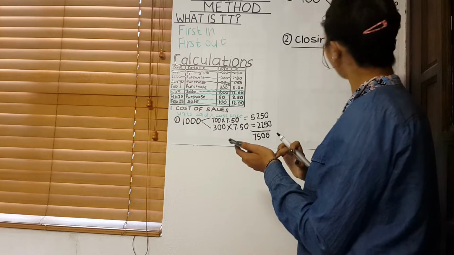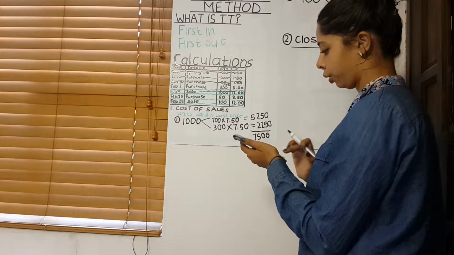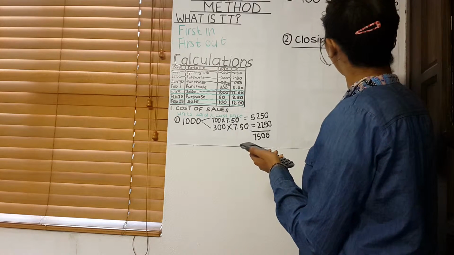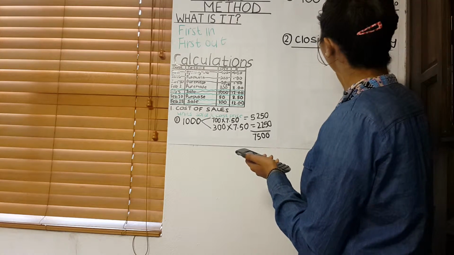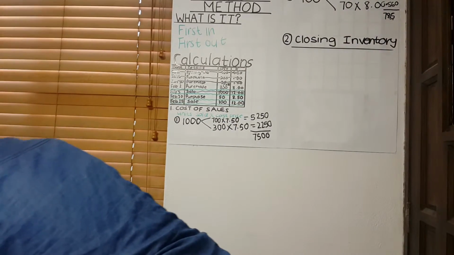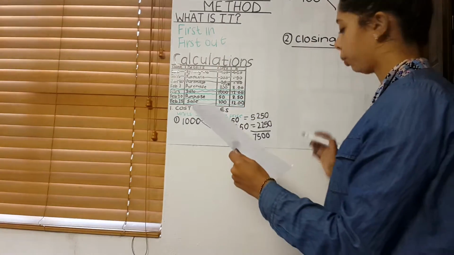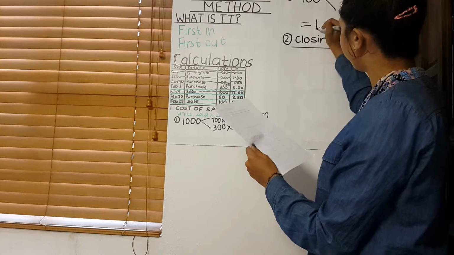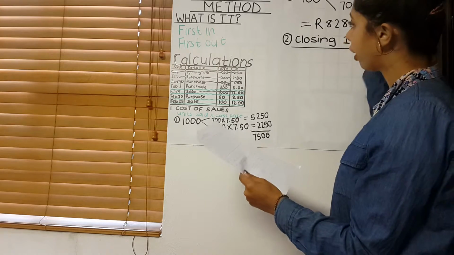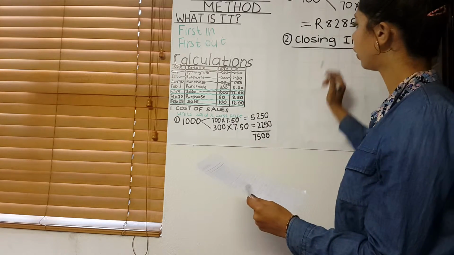We'll calculate that, which will give us 785. We'll then add them up together, which will give us the total of 8285. That will calculate our cost of sales.